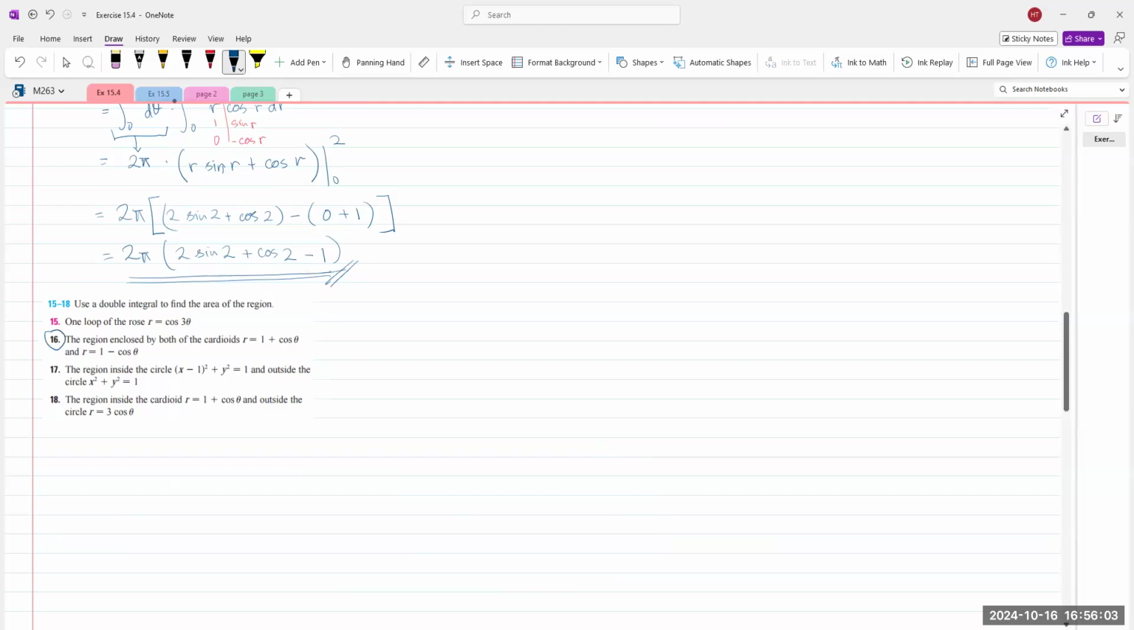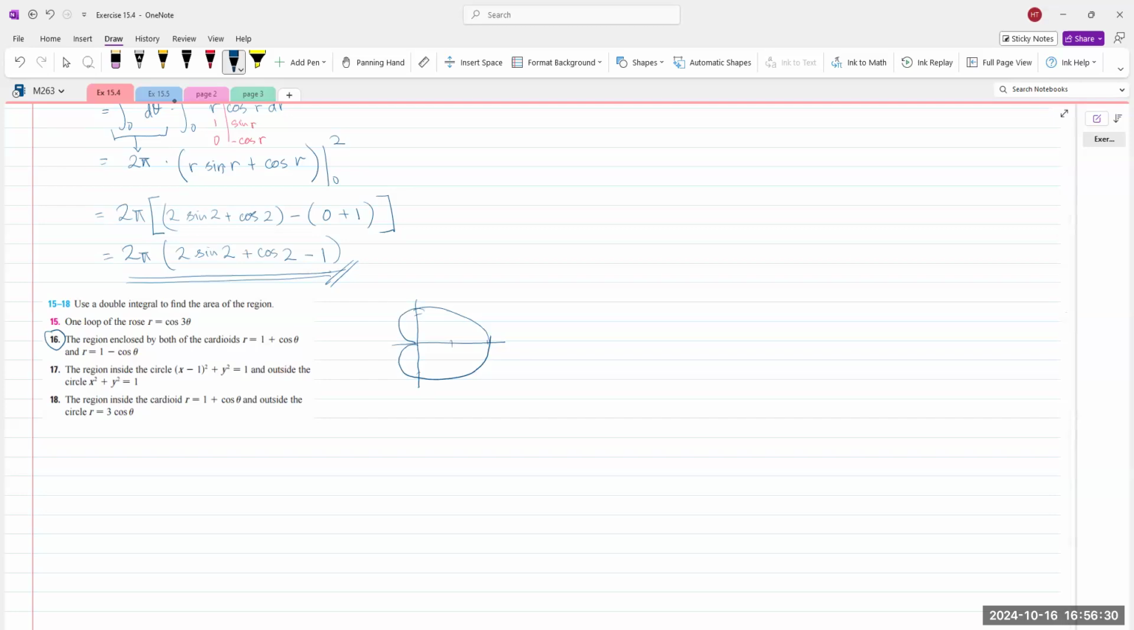Okay, let's see. Use a double integral to find the area of the region enclosed by both cardioids. r equals 1 plus cosine theta. Now this one, I hope you can memorize. Okay, 1 plus cosine theta, so that's 2, this is 1, that's 0. So it looks like this. That's the cardioid.